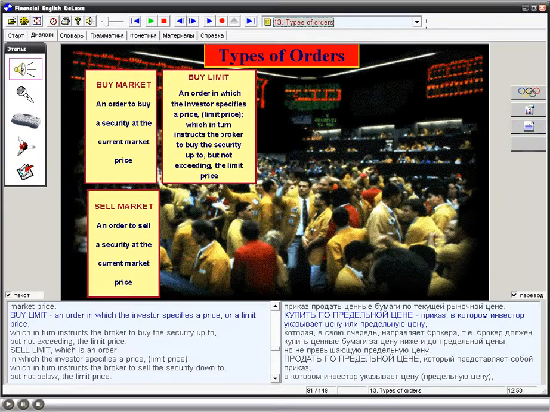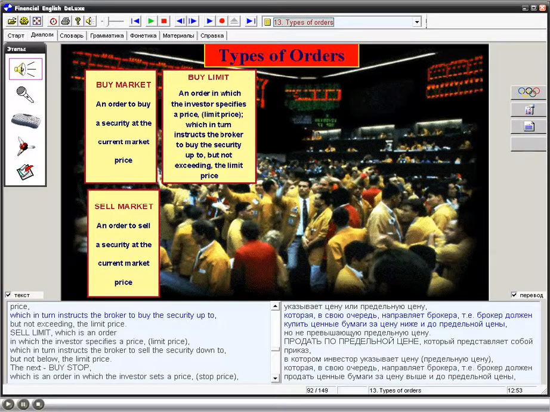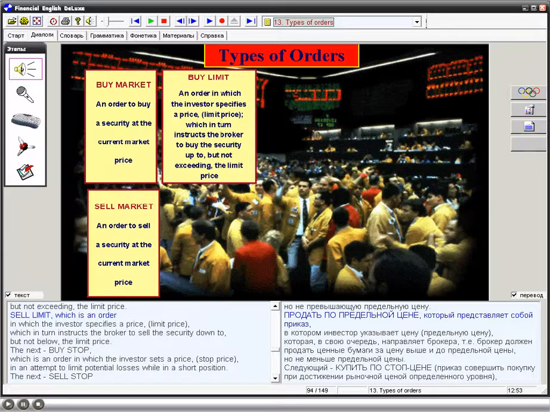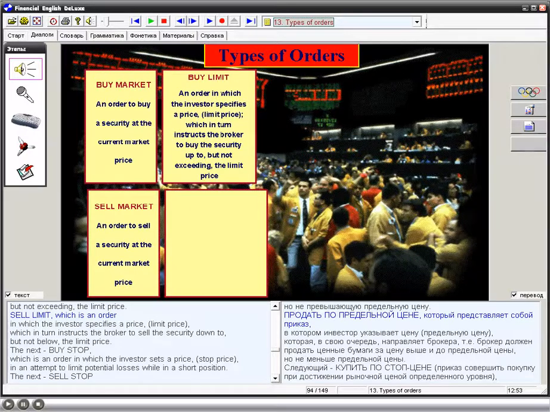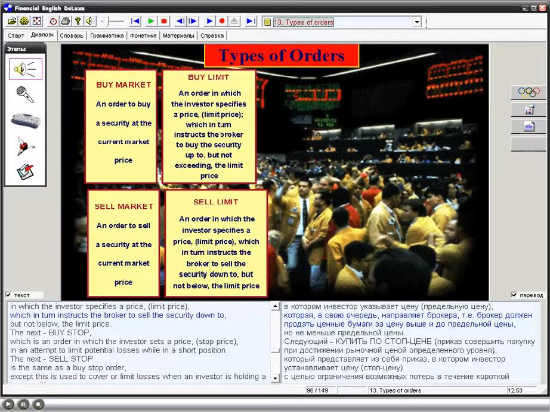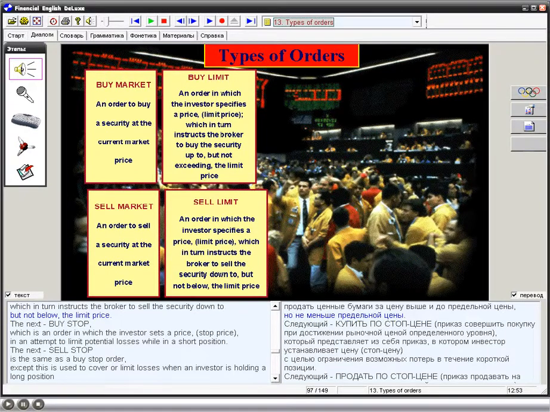Buy limit, an order in which the investor specifies a price, or limit price, which in turn instructs the broker to buy the security up to but not exceeding the limit price. Sell limit, which is an order where the investor specifies a price, limit price, which in turn instructs the broker to sell the security down to but not below the limit price.